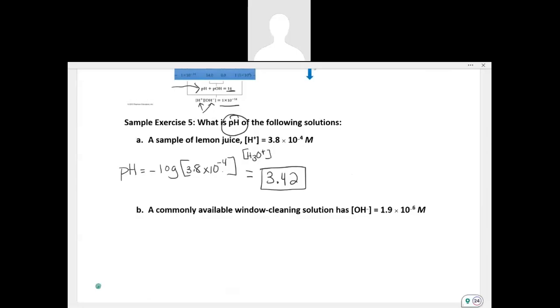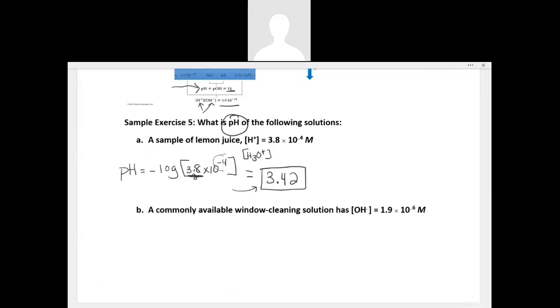A way to approximate your answer is that if you have a coefficient of 1 here, you're going to get exactly whatever this exponent is in the positive form. So if we had 1 times 10 to the negative 4th, we'd have a pH of 4. But since we have a coefficient that's greater than 1 here, we're going to get a pH that's lower than 4. So this is a good approximation.